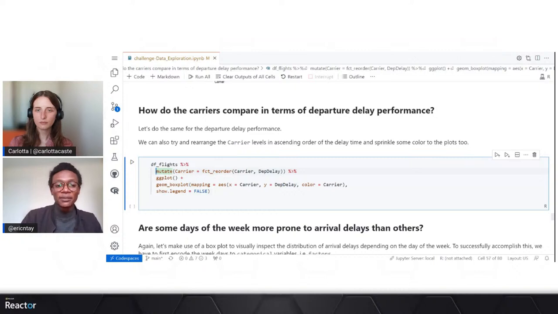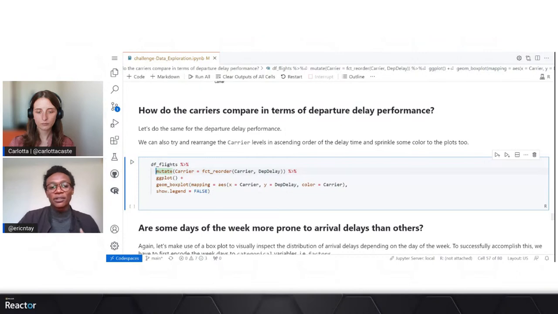Again, we'll follow the procedure above, but now we'll use the verb mutate, which, as we said earlier, either creates a new column or modifies an existing column. So what are we doing here? We are taking the flights data, and then modifying the carrier column such that we are reordering its values in ascending order of the departure delay values. This saves us some time of eyeballing through the results, and then we pass them to ggplot.